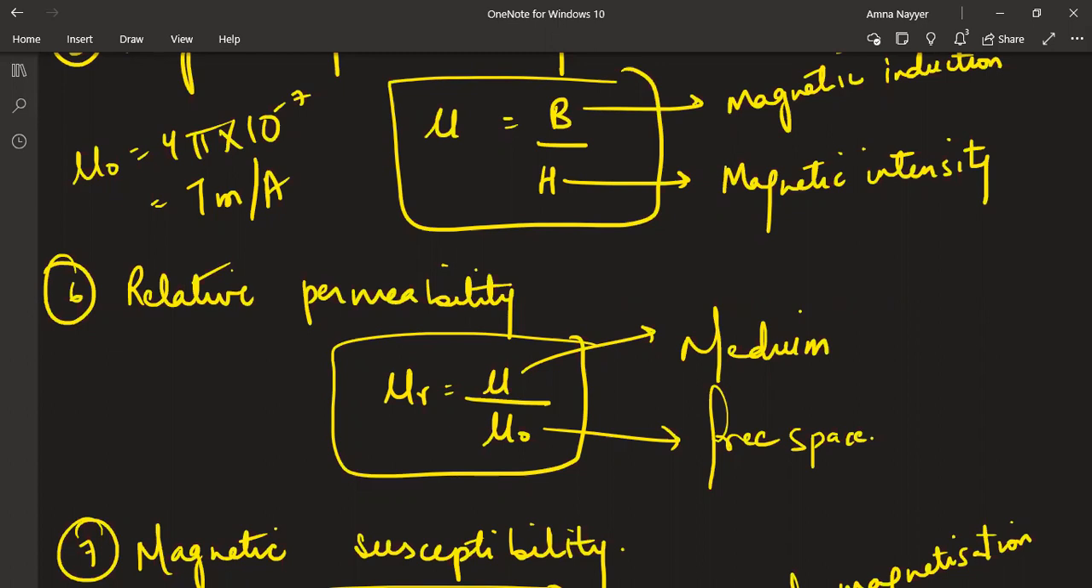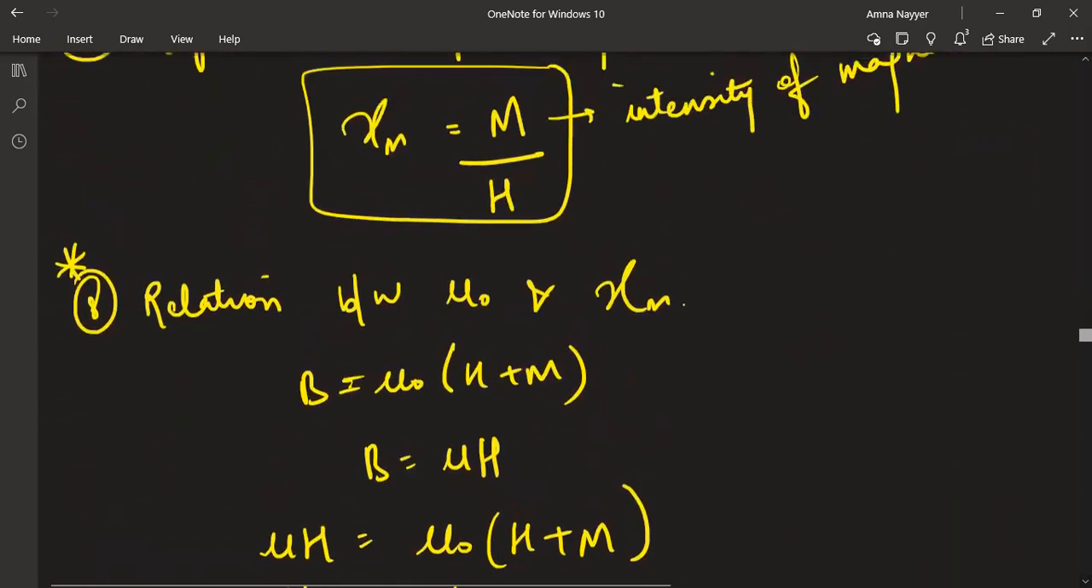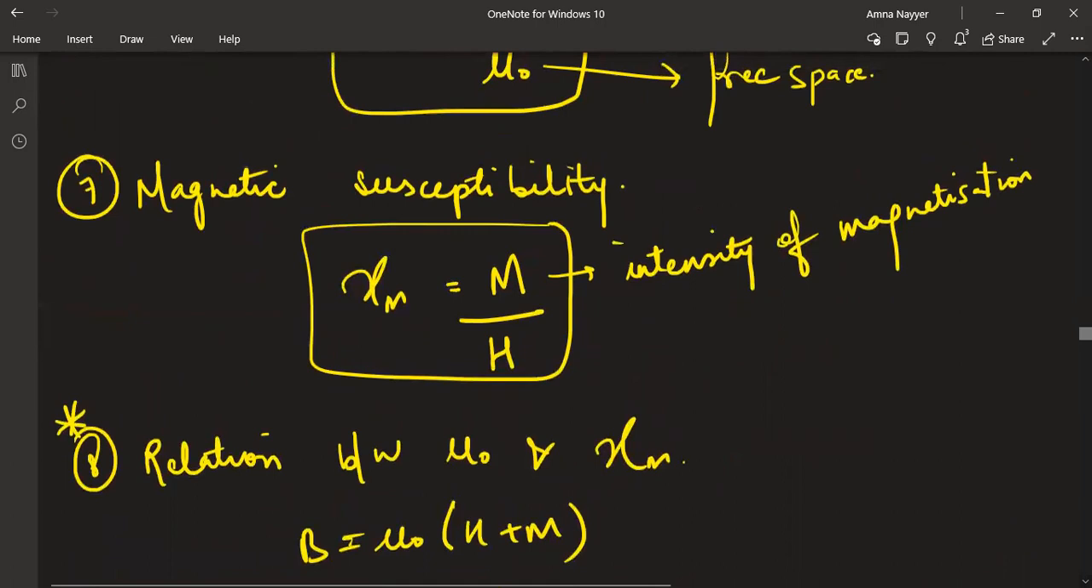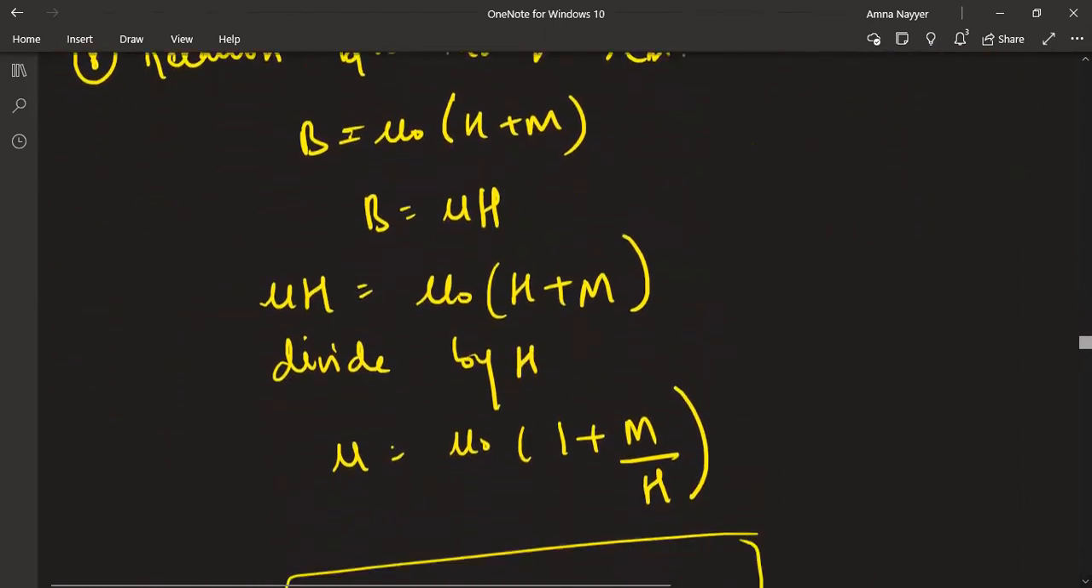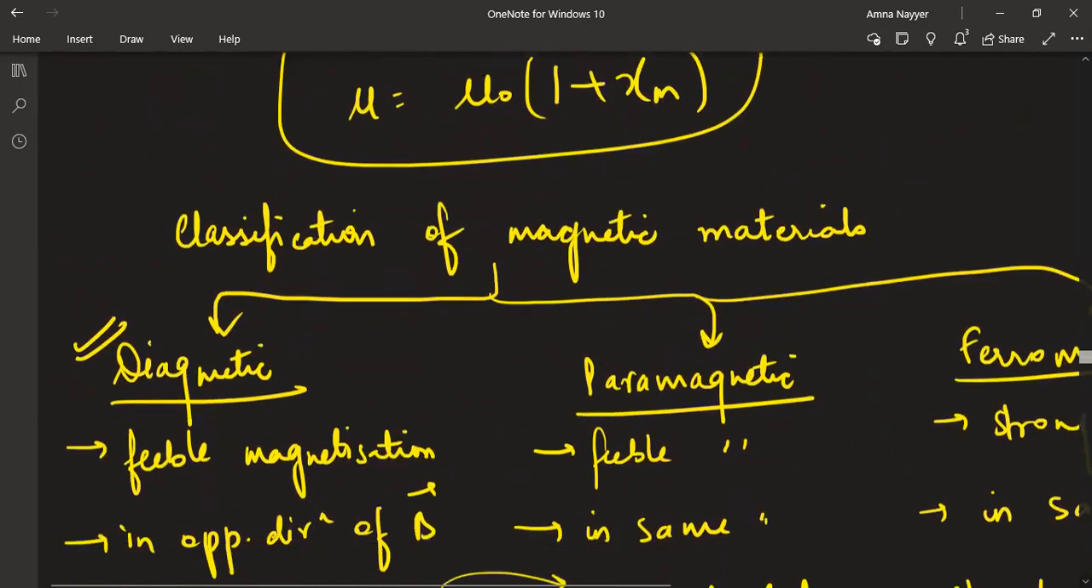Relative permeability is the ratio of the permeability of medium to the permeability of free space. Free space, whenever we say, that is air or vacuum. Then magnetic susceptibility was intensity of magnetization divided by magnetic field intensity. This was the difference that arose in here. And there was an important relation. This relation separately comes as a 2-marker, to write the relation between mu naught and chi.